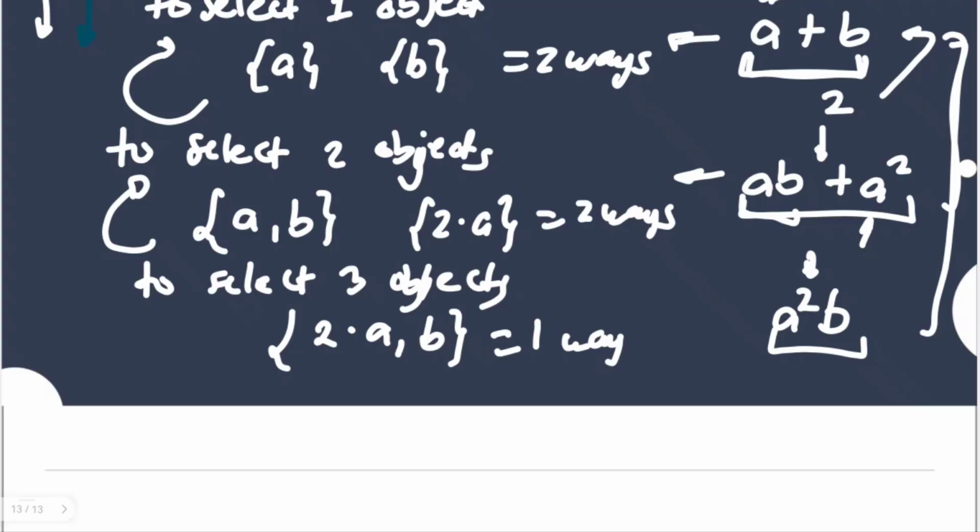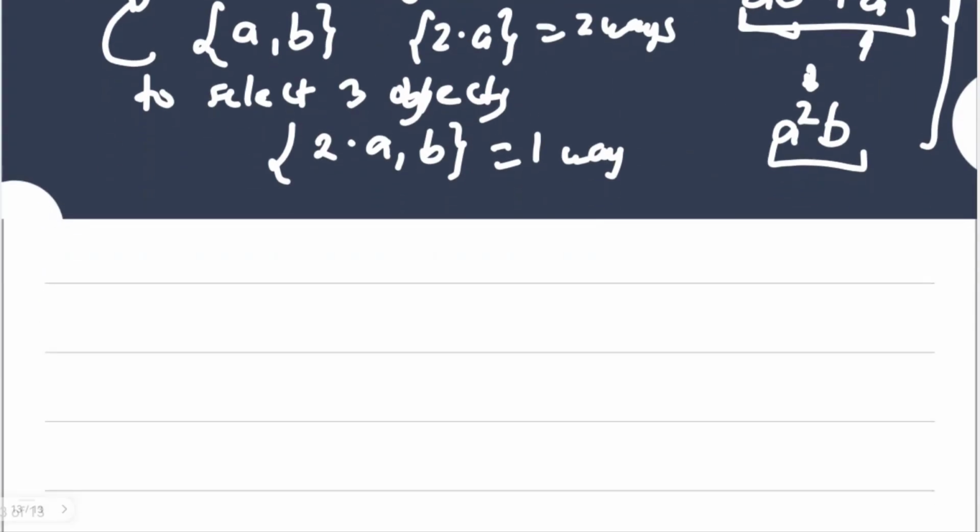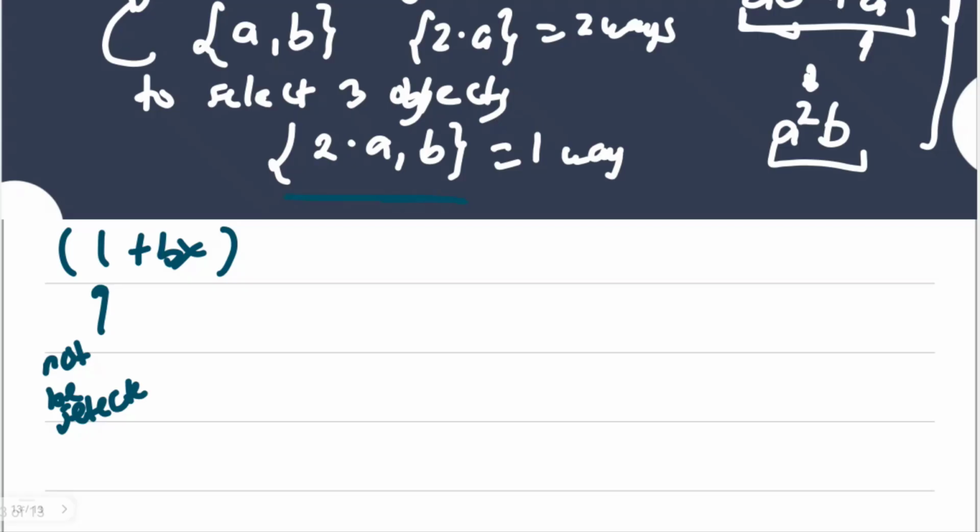Now let me connect this to the concept of generating function. Now take note, we have two A's and one B. So for the selection of B, we have here 1 plus bx. This means that B may not be selected, or B may be selected once. That means if we're going to pick B, it may not be selected or may be selected once.